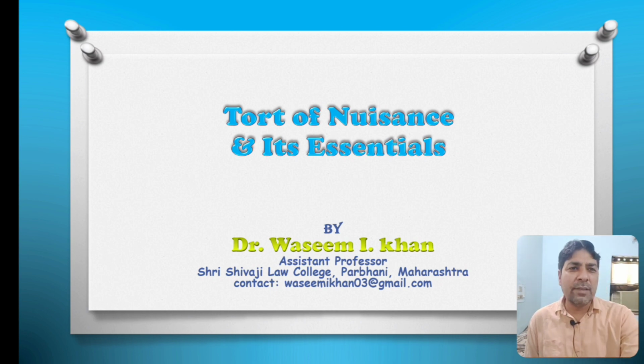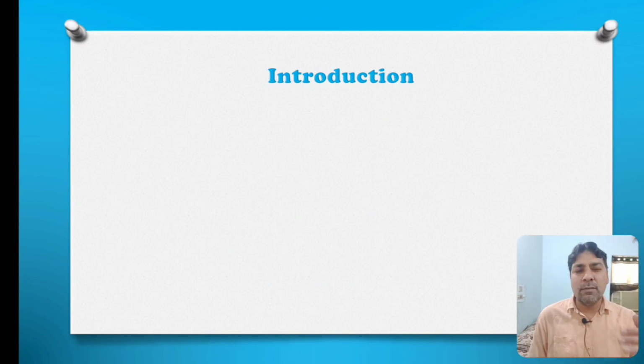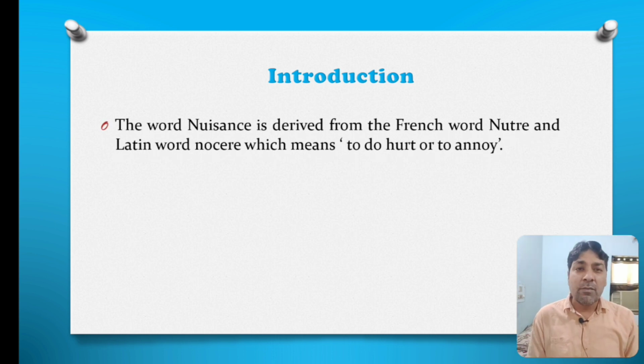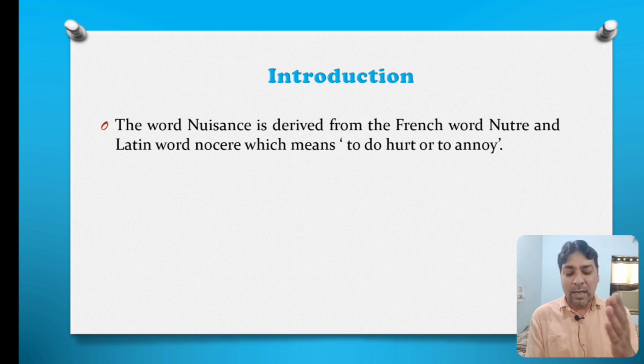So in the previous lecture we discussed the topic of defamation. First of all, we will discuss the introduction of nuisance, what exactly nuisance is. The word nuisance is derived from the French word neuter and the Latin word nuisere, which means to do hurt or to annoy. Suppose by an act of mine, if my neighbor is feeling discomfort, if he is getting annoyed, then I will be liable for the tort of nuisance. So nuisance is nothing but to do hurt or to annoy.